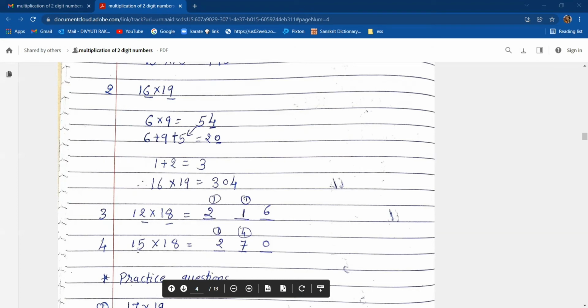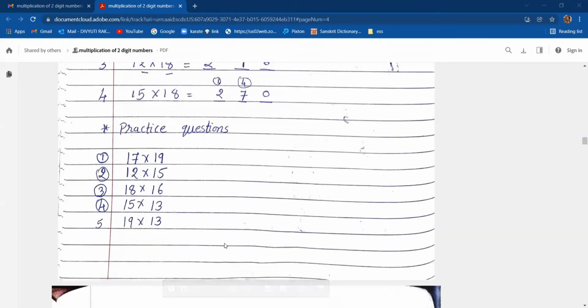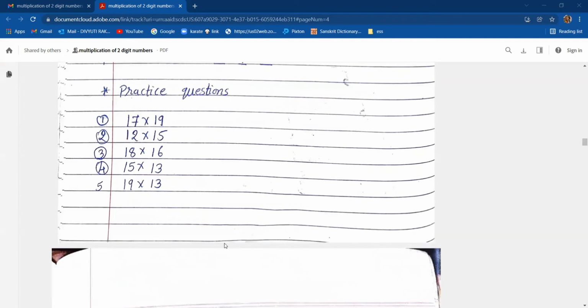Understood? Let's do one more question. 15 into 18. So 8 5s are 40. 40, 0 here, and 4 will be in carry. 8 plus 5 will be 13. 13 plus 4 will be 17. So 7 here, and 1 will be in carry. And 1 plus this 1 is 2, so the answer is 270. So clear? It's a very simple method, and simpler than the first method. Right? So these are the practice questions. Please note them down.